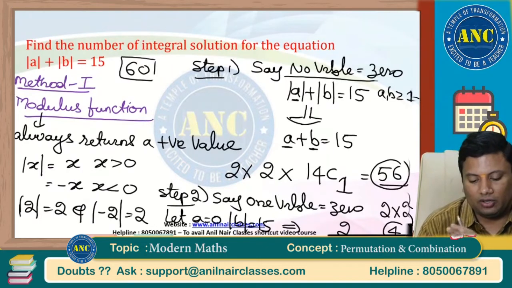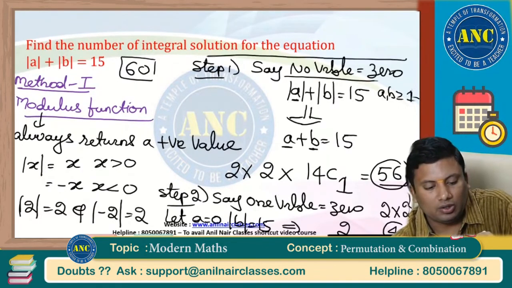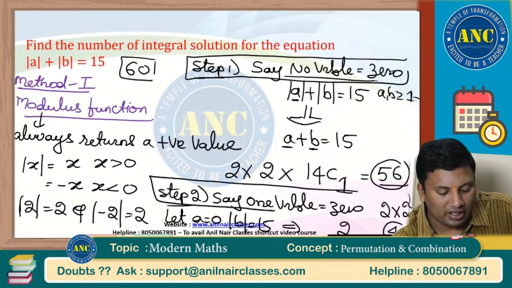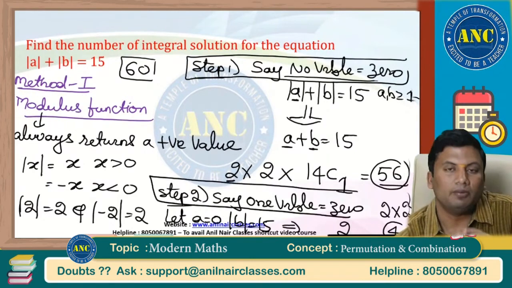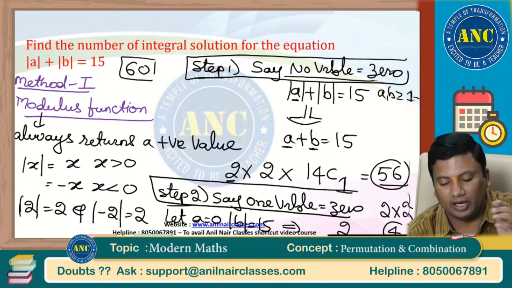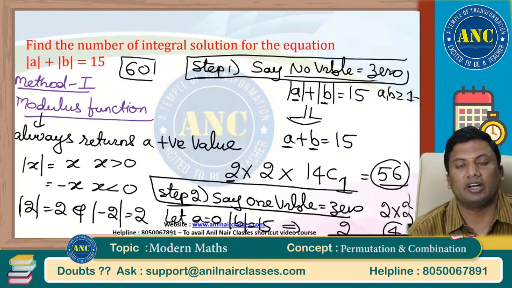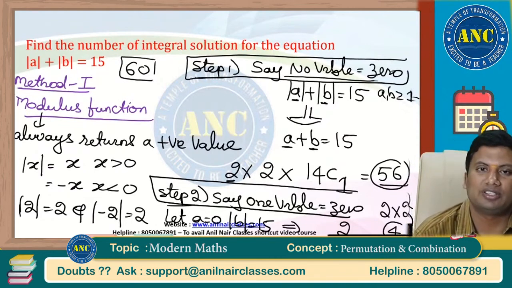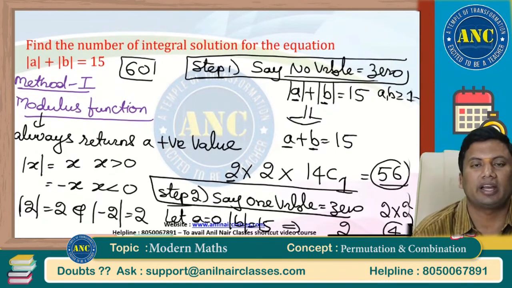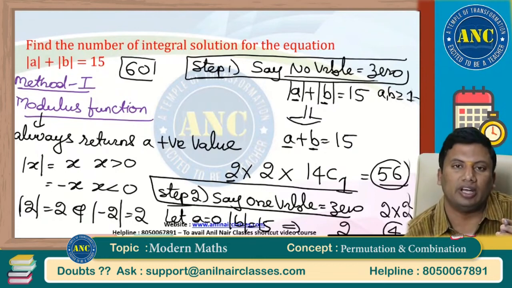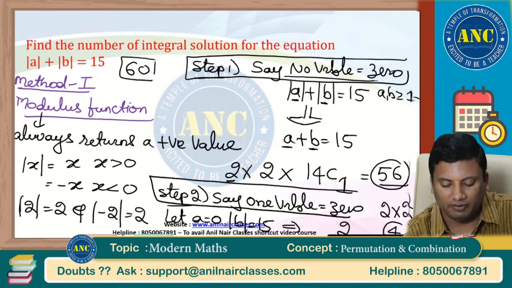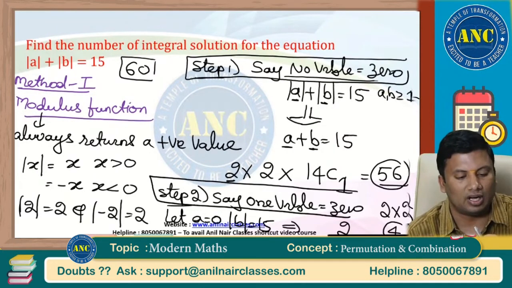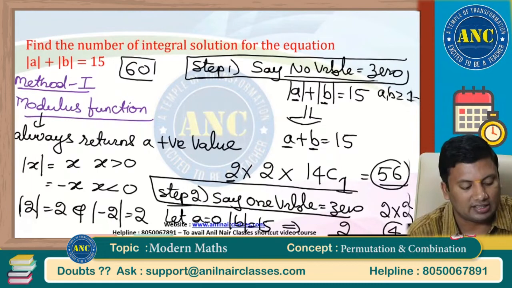No variable 0 and one variable 0. It is a 2-step process. Why did this 2 come? Inside can be plus, inside can be minus. Why is it 14C1? Because no variable is 0. If a variable is 0, then I will take a non-negative. 15 means 14 gaps are there, 14C1. 14 4s are 56. A is 0 or B is 0. I hope the idea is clear.